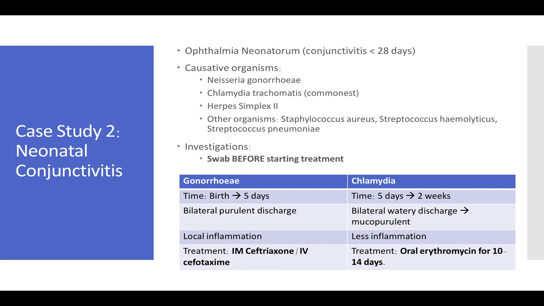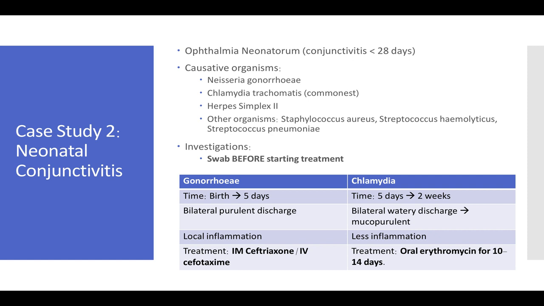Chlamydia. This is most likely to cause an infection between day 5 up to 2 weeks post-birth. This generally starts off as a watery discharge, which then becomes mucopurulent over a period of time. There is generally less inflammation associated with this. Treatment normally involves the use of oral erythromycin for a duration of 10 to 14 days.